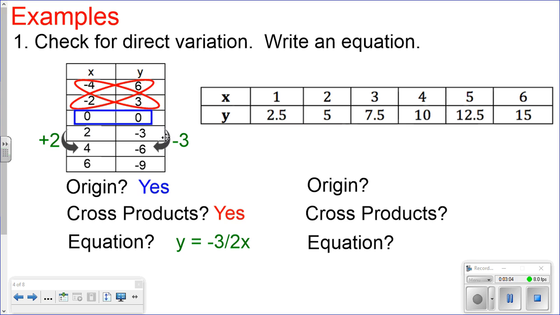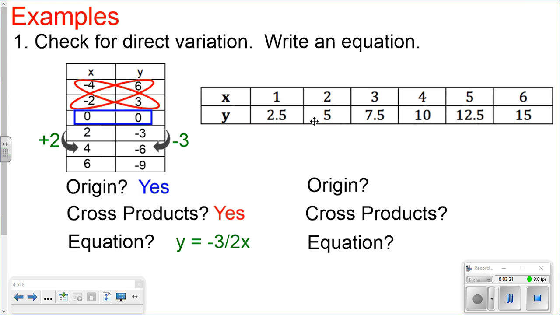I have to find the slope, so I can see what's happening here. It's going down by 3, and over here it's going up by 2. So that means that my slope is negative 3 over 2. So there's my equation.